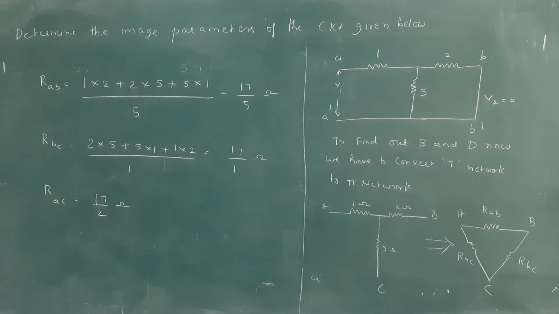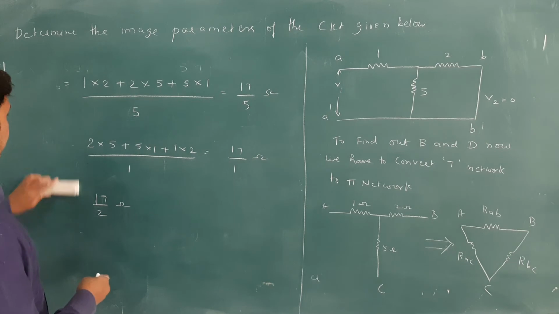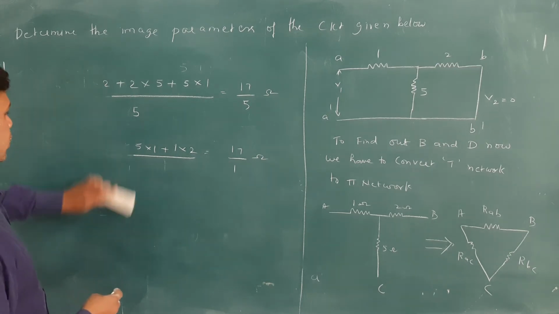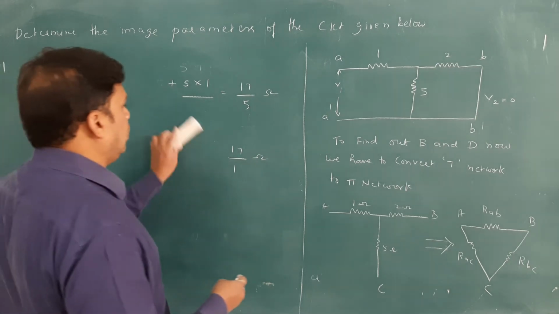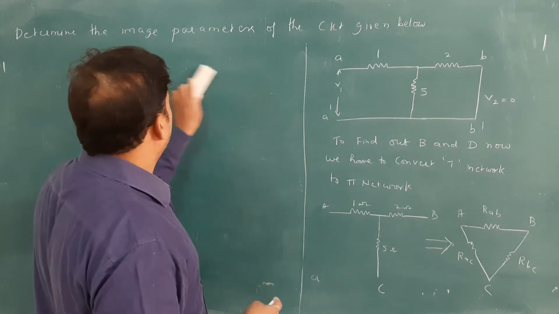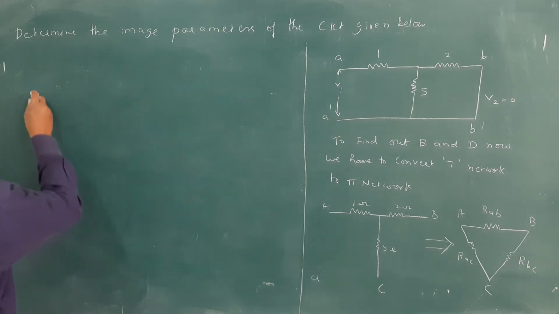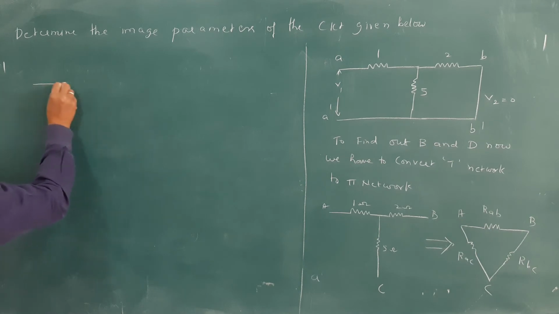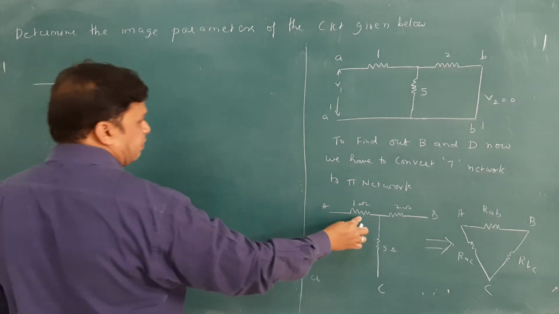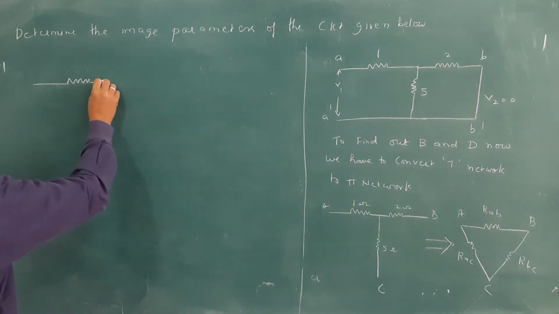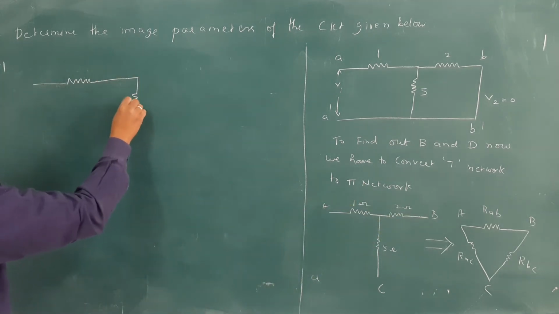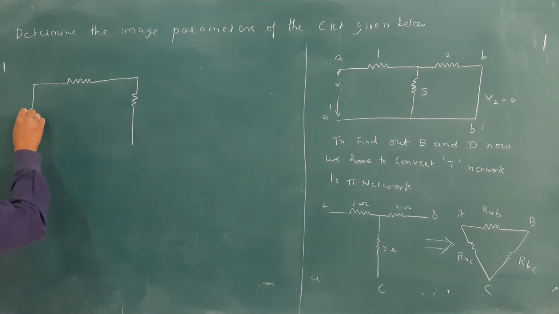So now, after taking these values, we will redraw the circuit that is given already. How it is given is, you have taken the T network, no? The same thing we will draw here. Now convert it to pi network. This T network is converted to pi network. So we will draw in the same order. This is the delta connection or pi connection.